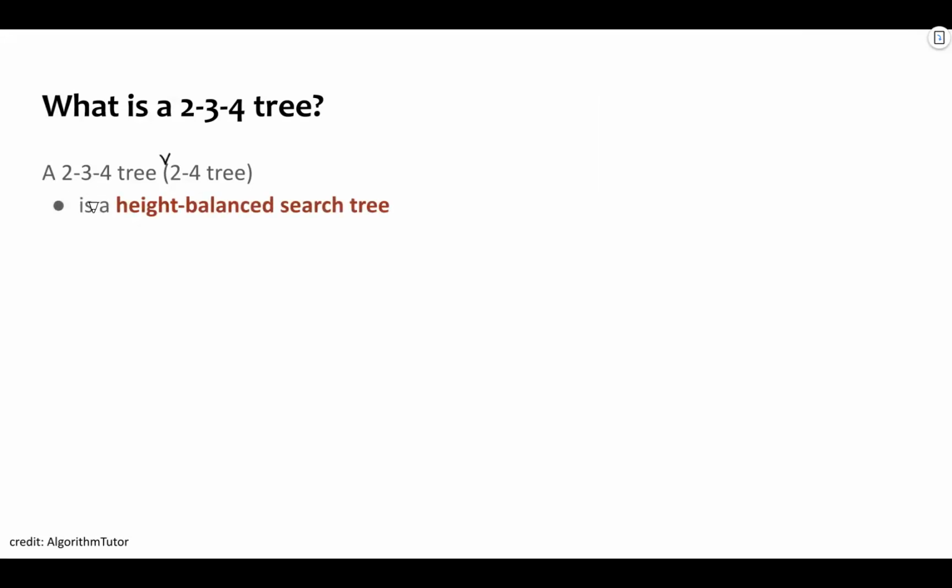A 2, 3, 4 tree is a height balanced search tree. So it is a type of binary search tree. However, the height is balanced. We saw in the last class that an AVL tree was also a height balanced tree. However, 2, 3, 4 tree is another type of height balanced search tree.